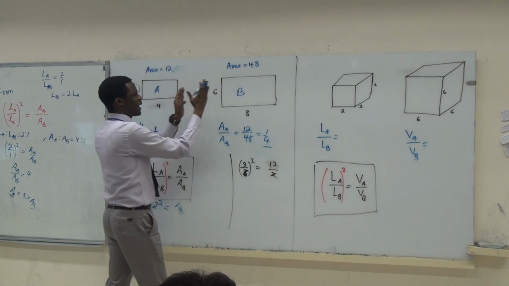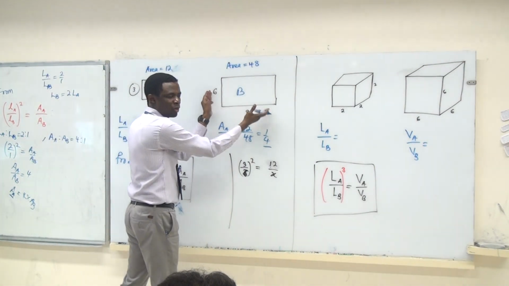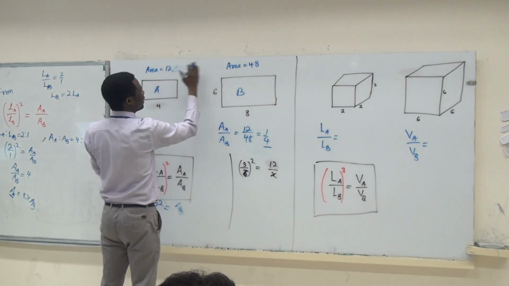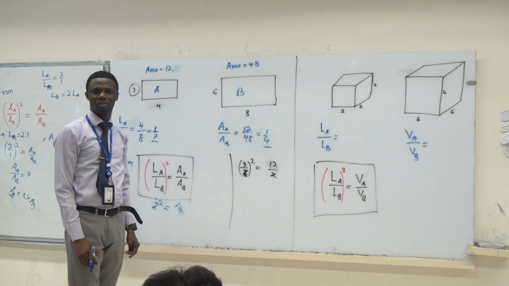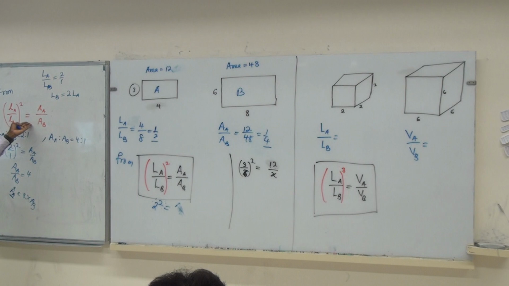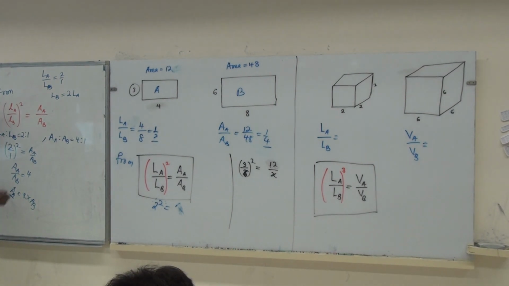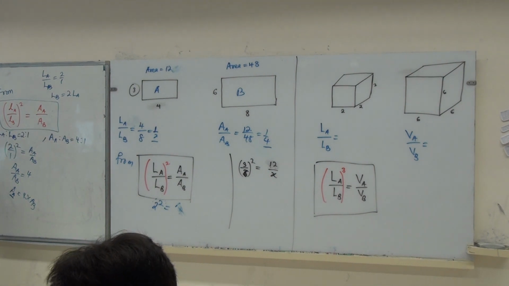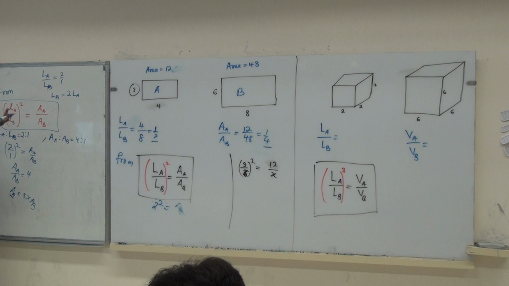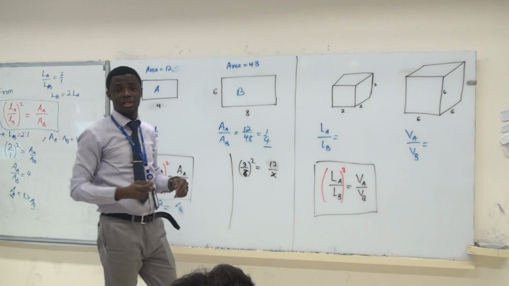When this increased by 2 to form this shape, what happened to the area? The area increased by a ratio of 4. So your explanation is just this formula. Okay, this happens because, in fact, this is enough. So the answer could have just been: the reason is because the ratio of the length of A to the length of B is squared to get the ratio of the areas. That's enough explanation.